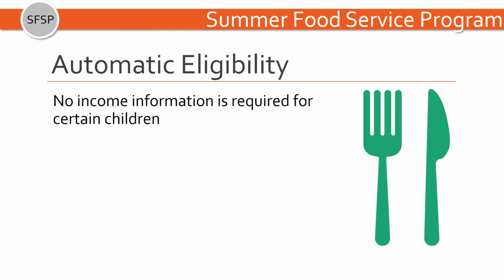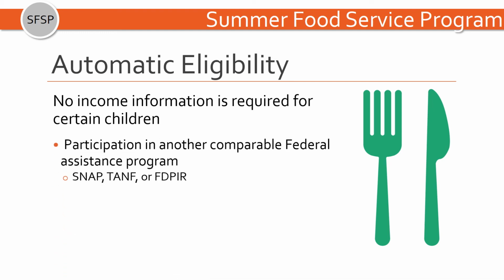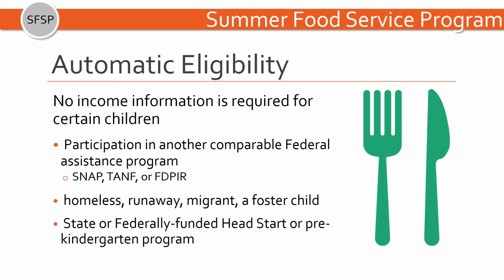Certain categories of children are automatically eligible for free meals, and no income information is required. This is referred to as categorical eligibility. Children may be classified as categorically eligible for a period of 12 months through participation in another comparable federal assistance program, documentation that the child is homeless, runaway, or migrant, a foster child, or enrollment in a federally funded or state-funded Head Start program or pre-kindergarten program.